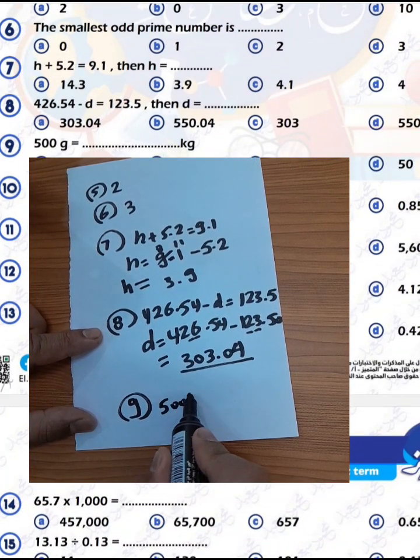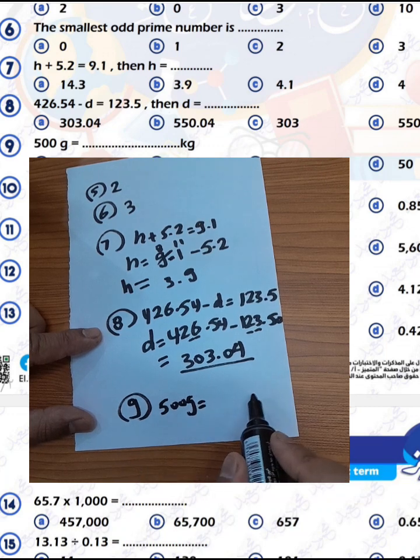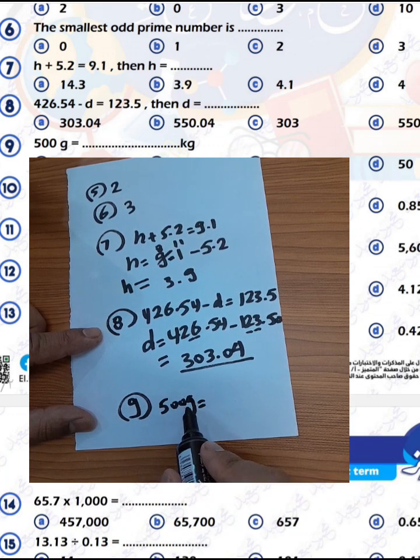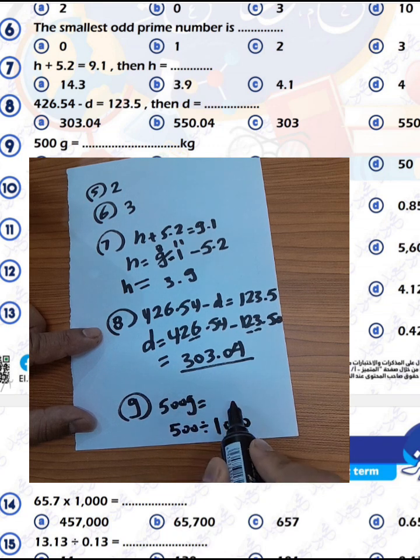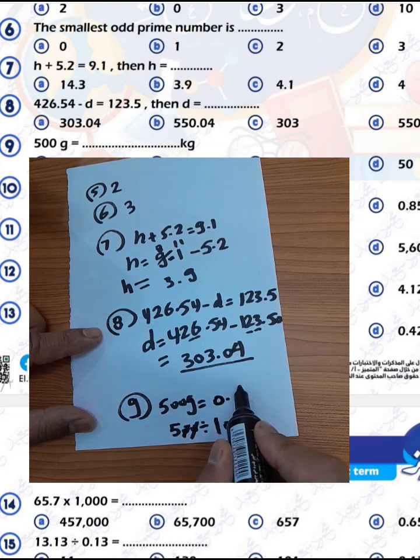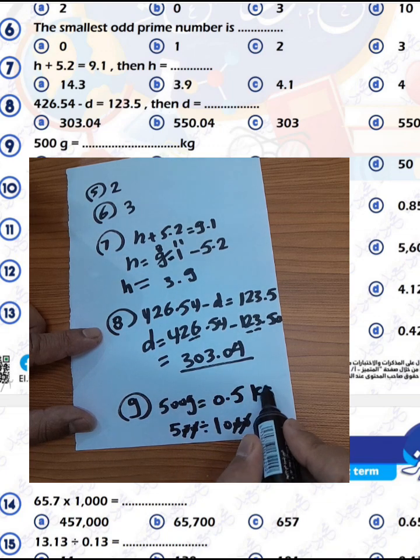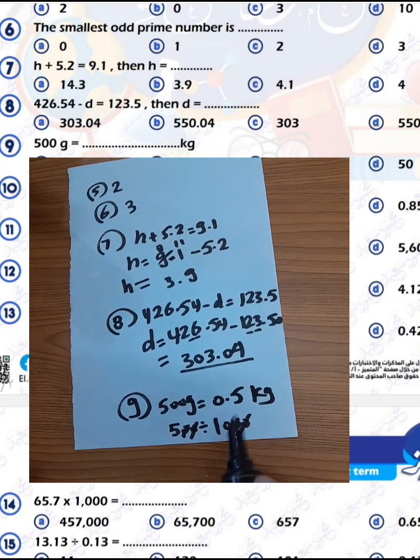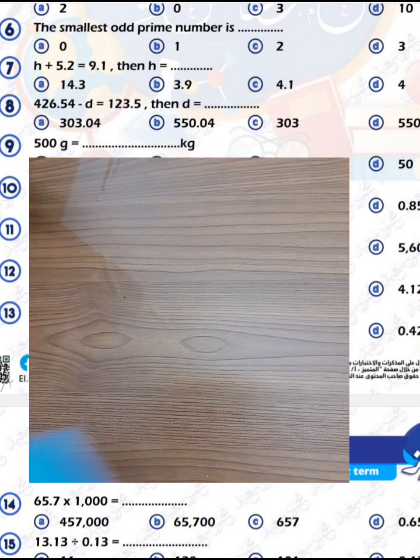Question 9. 500 gram equals blank kilogram. To convert from gram to kilogram, divide by 1000. Then the result will be, cancel double 0 by double 0, 5 divided by 10 it will be 0.5 kilogram. It's a half kilogram. Okay, next question number 10.